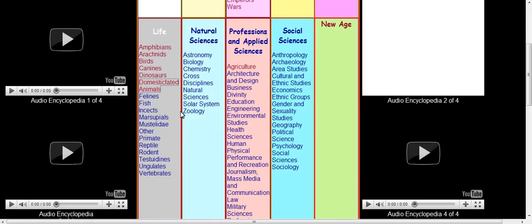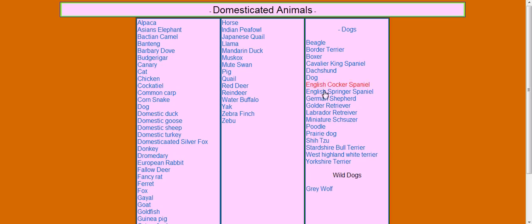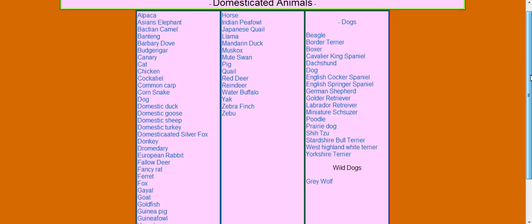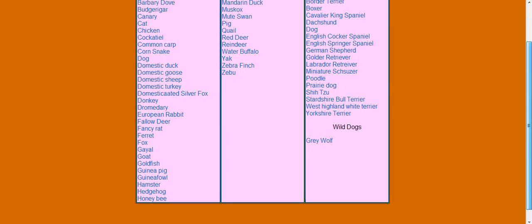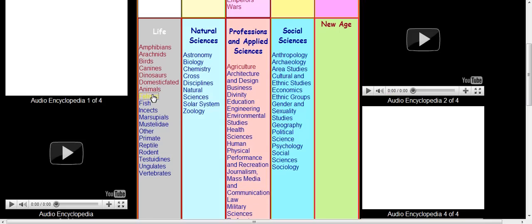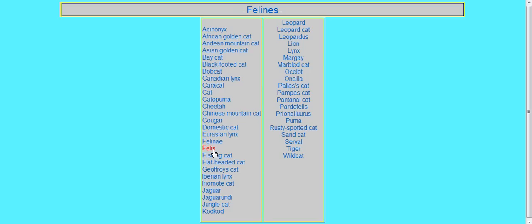And then domesticated animals. These are all the domesticated animals. These are all the different kinds of dogs. You have one kind of wild dog, the gray wolf. But these are all the domesticated horse, musk ox, family deer. So see, this can be like a map. I like to make it really pretty and turn it into a map.